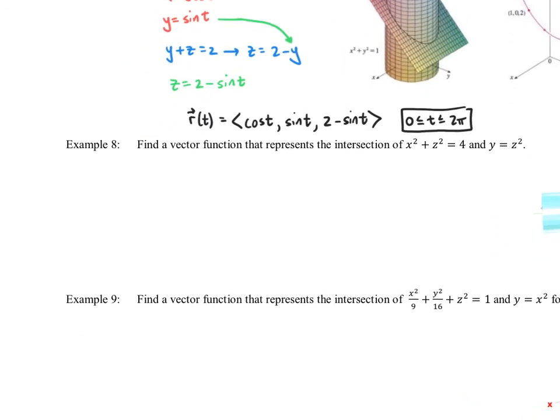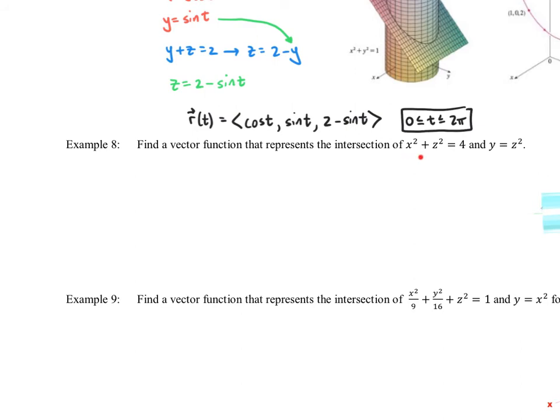So 8 says we want to find a vector function that represents the intersection between the two different graphs. Now, again, based on chapter 9, can we visualize them without any kind of aid? So x squared plus z squared equal to 4. Now remember, we just did one that was x squared plus y squared equal to 1, and it was an infinite cylinder. So x squared plus z squared equal to 4 is another infinite cylinder, but the variable that is going to be varying infinitely is y.